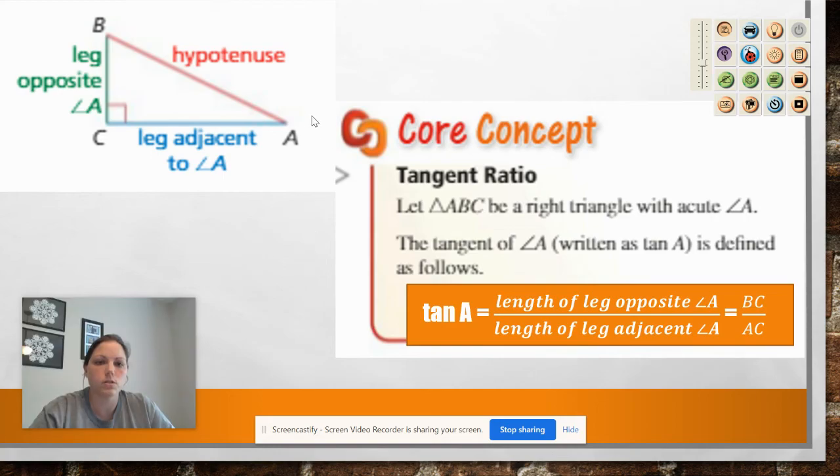So if we look at our picture here, the opposite leg is BC and the adjacent leg is AC. Okay, so opposite over adjacent is going to give us the tangent. And A is the measure of that angle.